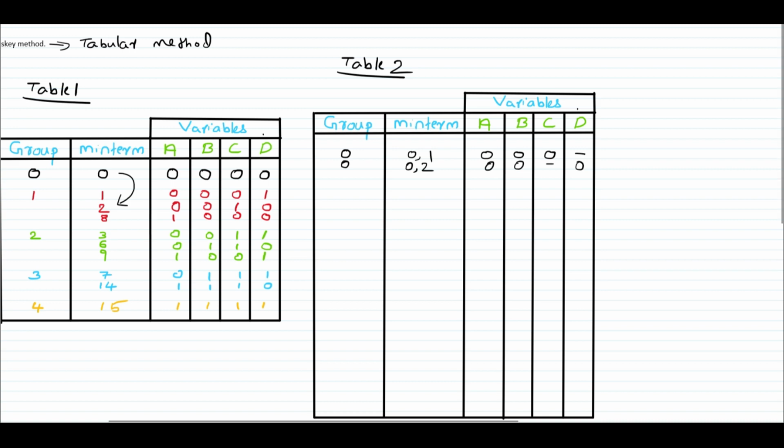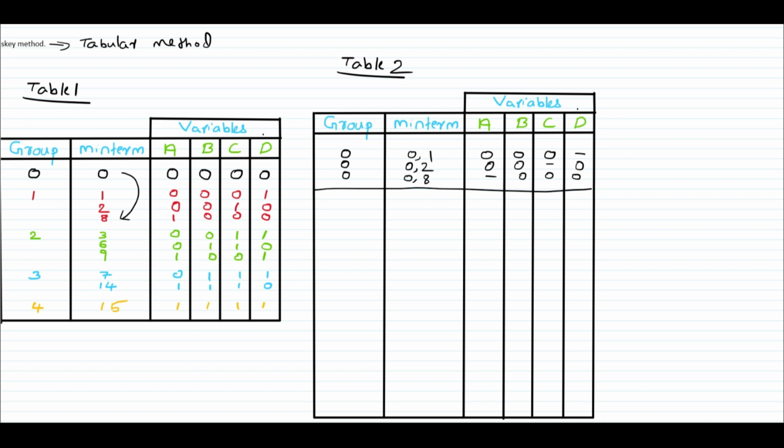Now the next comparison is between 0 and 8. A is different for 0 and 8. A is 0 for 0 and A is 1 for 8. And the remaining B, C, D are same. All are zeros. So we can take the next element, that is 0 and 8. We will have dash, 0, 0, 0. And this is the comparison of group 0. All the elements of group 0 are compared with all the elements of group 1.